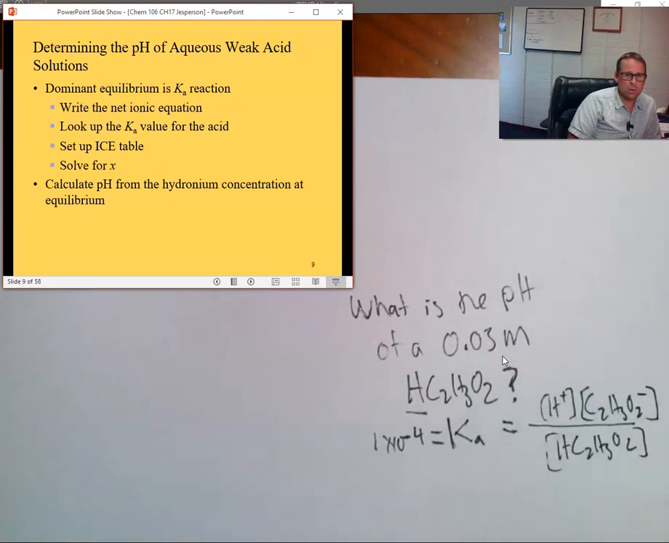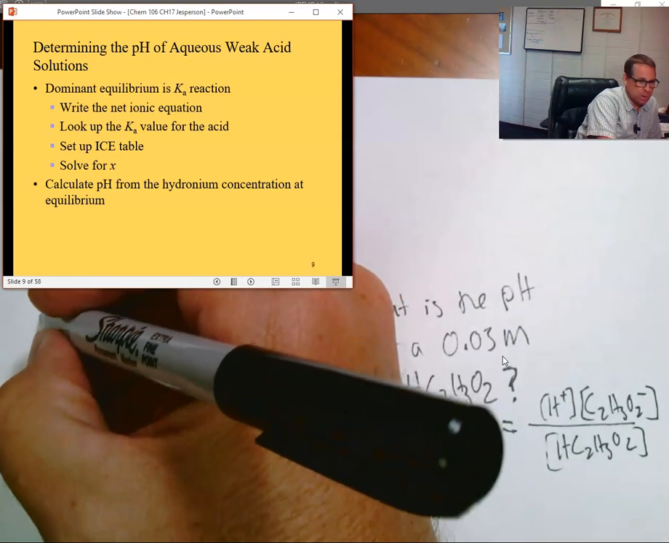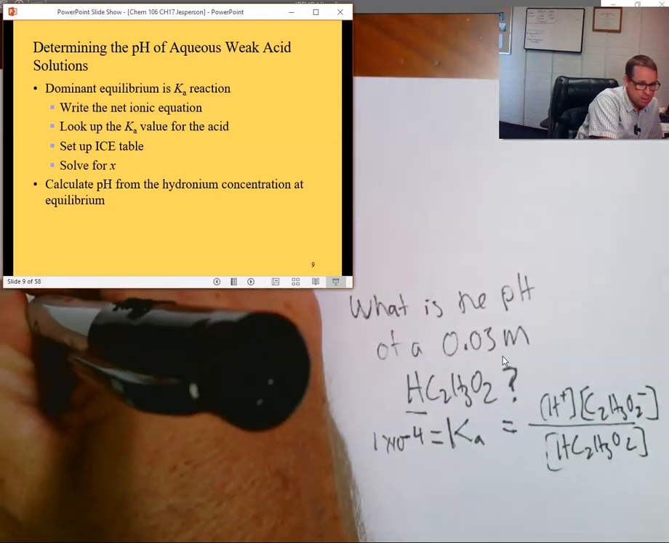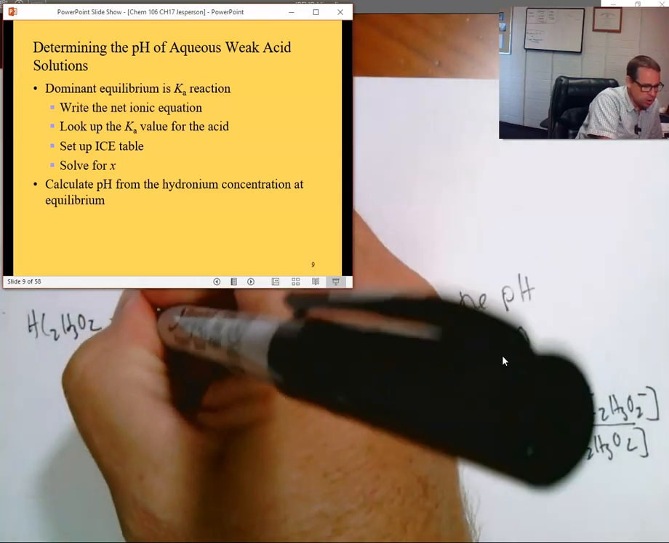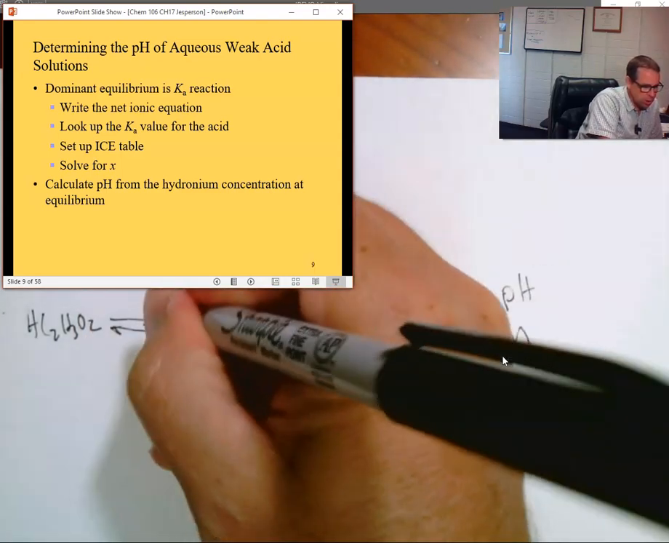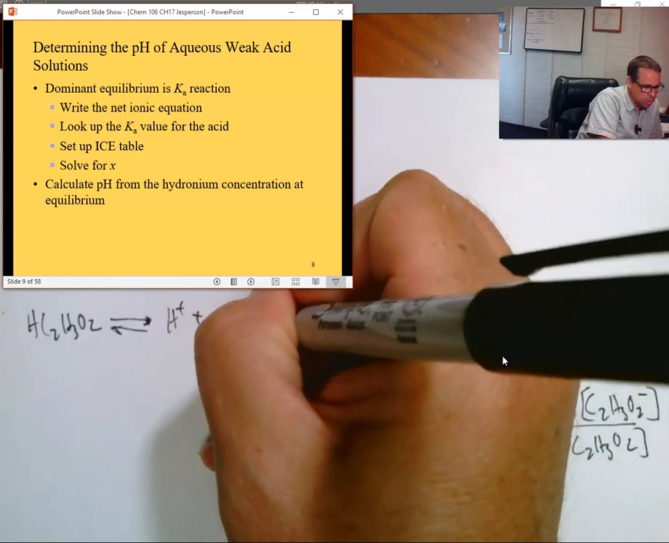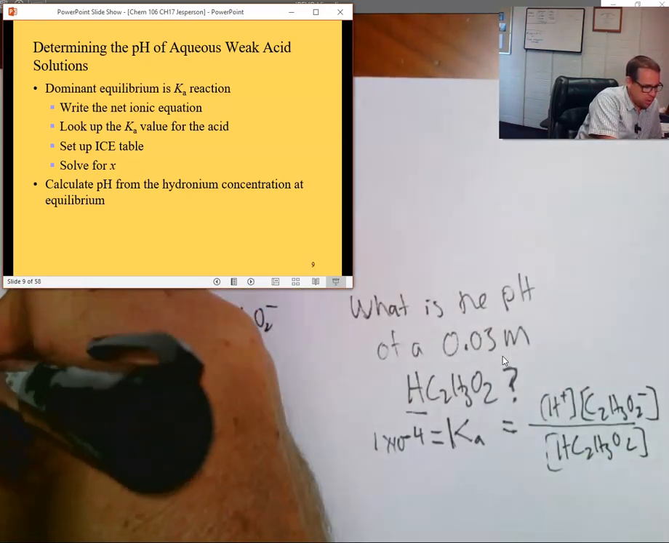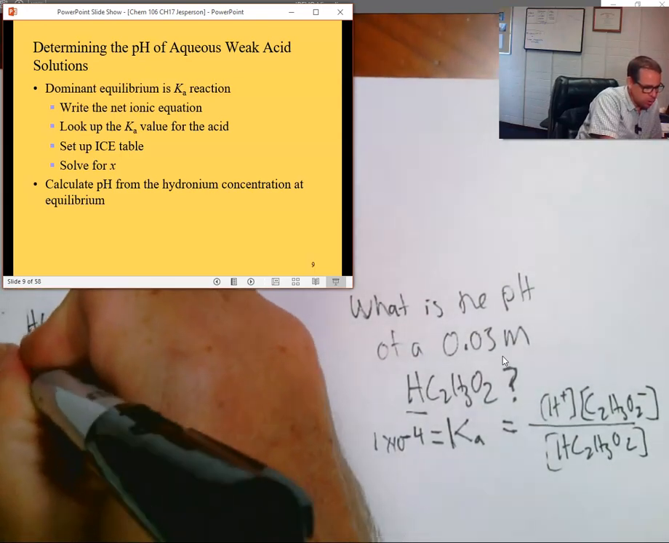Okay? So how would I find their concentrations? I would set up an ice table. I would say this acid, HC2H3O2, dissociates into H plus and C2H3O2 minus. The initial concentration, we were told, is 0.03.